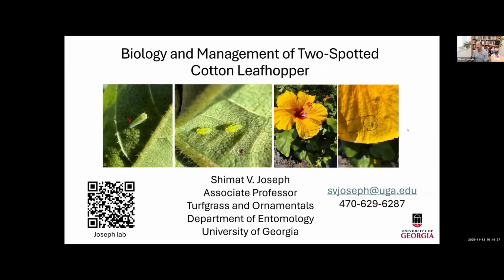Okay, so today I have about 15, 20 minutes. So I want to focus on an emerging pest issue in Georgia. This is called two-spotted cotton leafhopper. Okay, that's what I want to talk about. So this is my contact information up, in the beginning itself. I just want to give you. And this is my lab website.